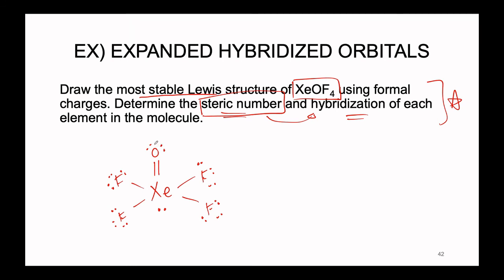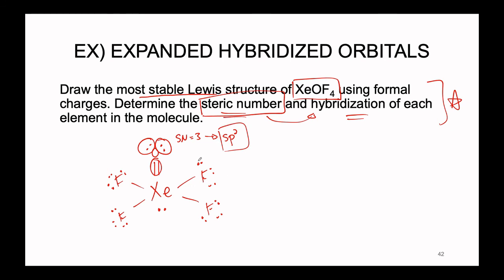This oxygen has a steric number of 1, 2, 3. There are 3 different bubbles of electron density, 3 different locations where lone pairs or bonds are. Since we have a steric number that is equal to 3, this means that we must have sp2 hybridization, as well as, kind of in parentheses, we have 1 leftover unhybridized p orbital that's present. All right, so here's our sp2 hybridization.